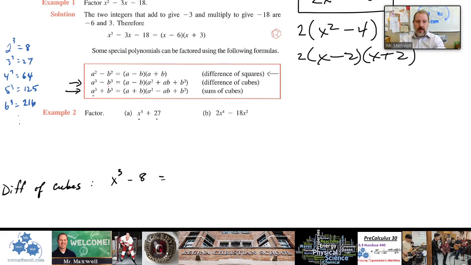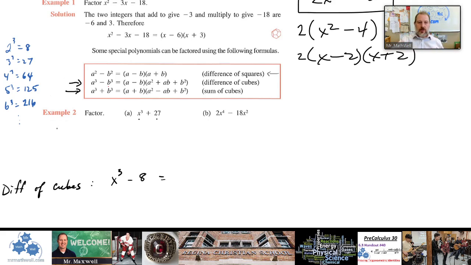So if you have anything in the form of a cubed plus b cubed, you can factor it like this: a plus b, which is the cube root of the first term plus the cube root of the second term. That's the first binomial. And then the second factor is a trinomial that goes like this: a squared minus a times b plus b squared. And that's kind of a shortcut to factoring a sum of cubes.